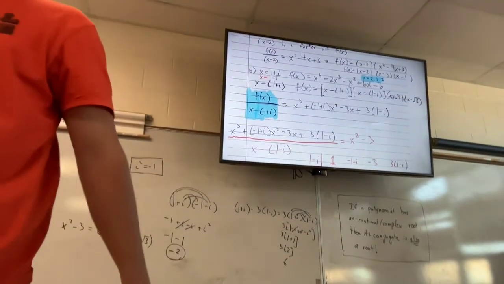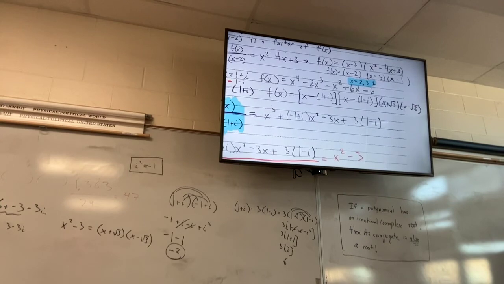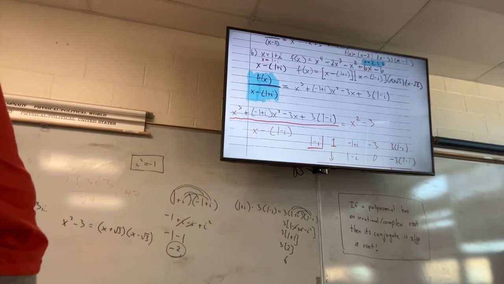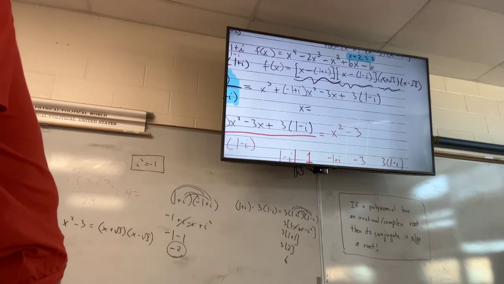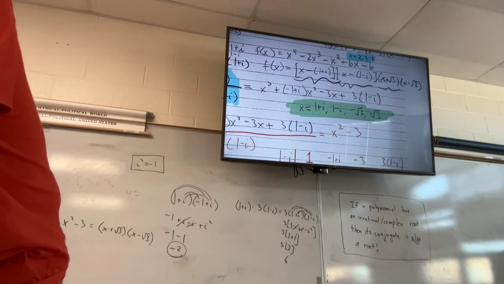All right. So you guys still need a lot of practice before you can be successful in something like this on the test, right? But we've got to start. So our zeros, right? We just set each binomial equal to 0 and solve for x, okay? So the zeros, x equals 1 plus i, 1 minus i, negative root 3, and positive root 3, okay? Final answer.